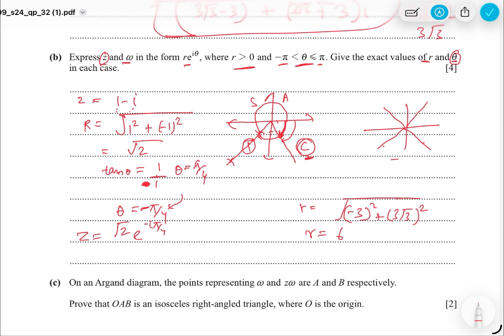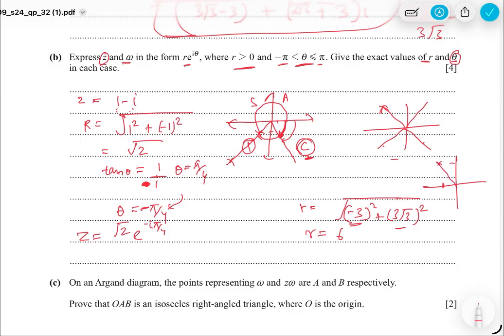Now we will find the value of theta. Let us locate the quadrant. The point is negative 3, 3 root 3. So this is this quadrant, right? See, negative 3, 3 root 3. So this is this quadrant. Theta will be positive. Yes or no?